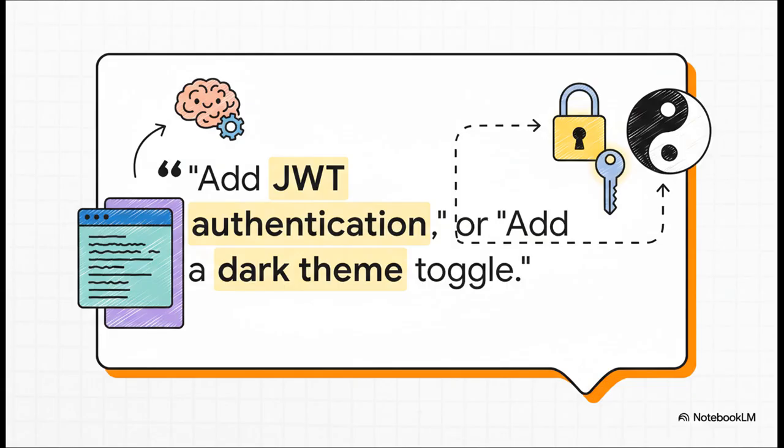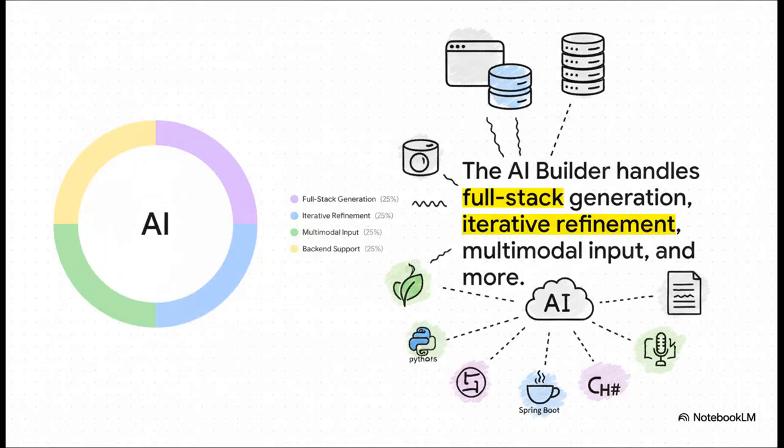And that refinement process is incredibly powerful. After that first batch of code is generated, you can just tell it to do stuff like, hey, add JWT authentication, which is a secure login method. Or, add a dark theme toggle. The AI just understands the context and updates the entire code base for you. It's wild. And just to be super clear, this isn't just making a simple front end. It's capable of full stack generation. It handles different kinds of inputs like images, and it supports 7 different backend frameworks, from Node.js and Python Flask all the way to Java Spring Boot.